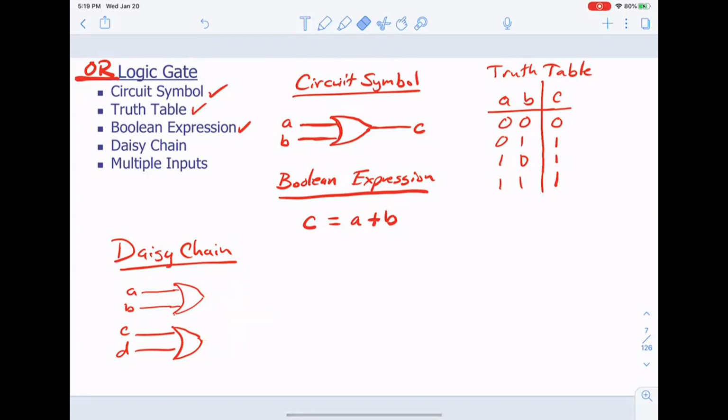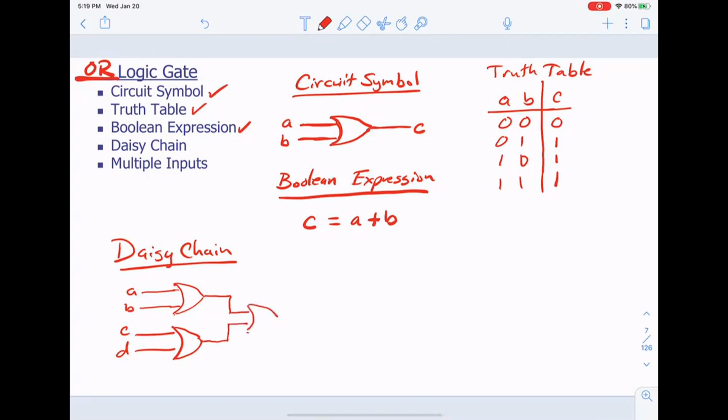Does anybody have a guess as far as how do you correctly do this? Not tying those wires together, but what should we do instead? Anybody? Put another OR logic gate. That's it. Put another OR in there.